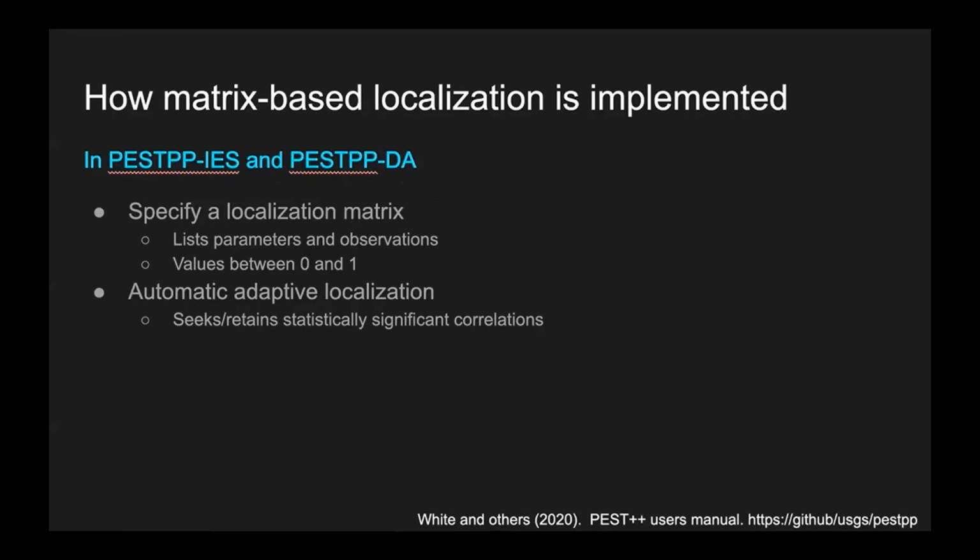There's also something supported in the PEST++ suite called automatic adaptive localization, which seeks to identify statistically significant correlations and build up this localization matrix for you on the fly.